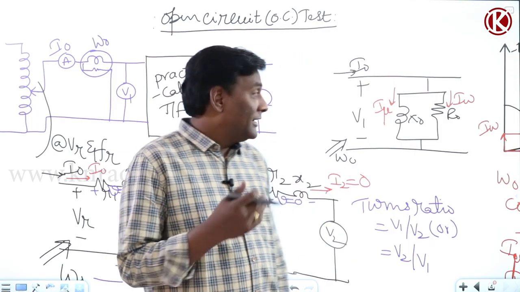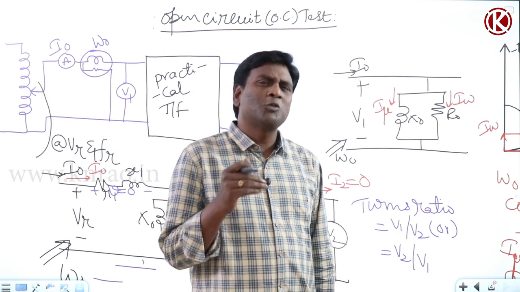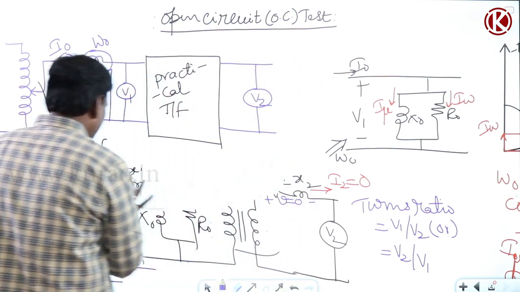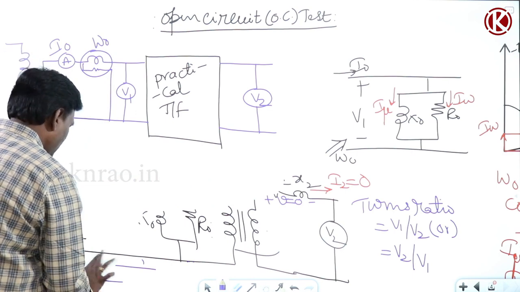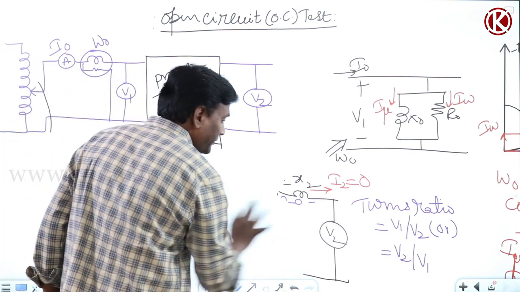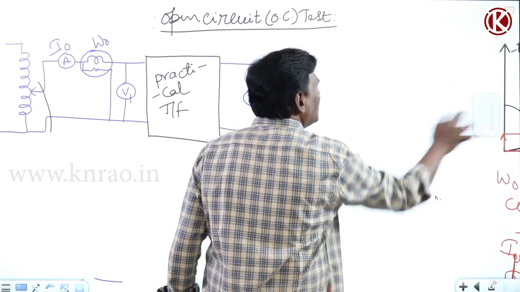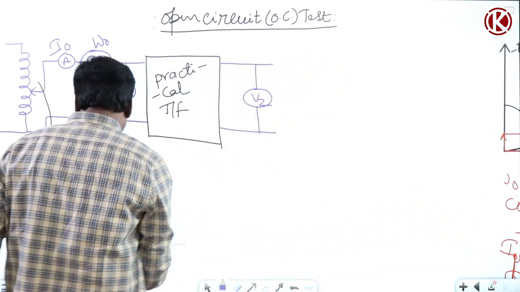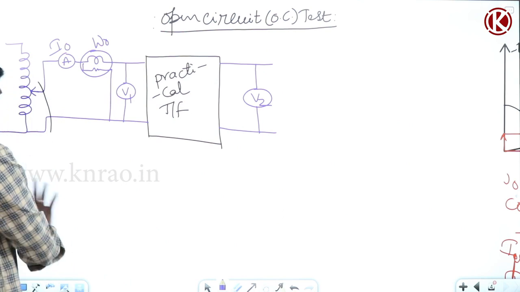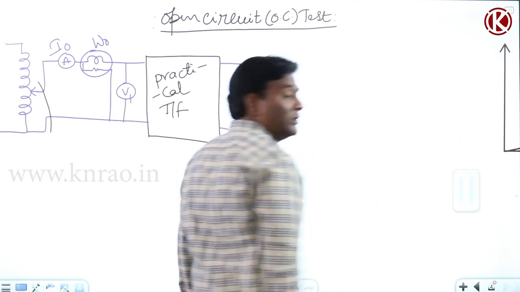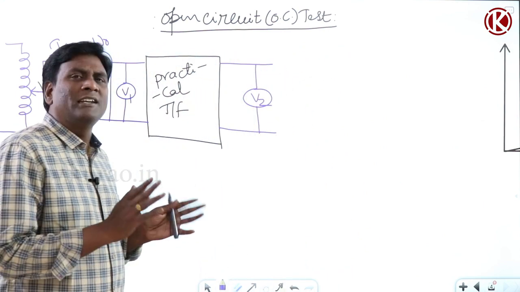In this session, let us try to analyze the OC test altogether in a different way. We already discussed the OC test and the output we need to have. How to calculate the shunt branch parameters, we know. Now we just have to solve problems, but machines is all about analysis. So let us analyze it in a different way.